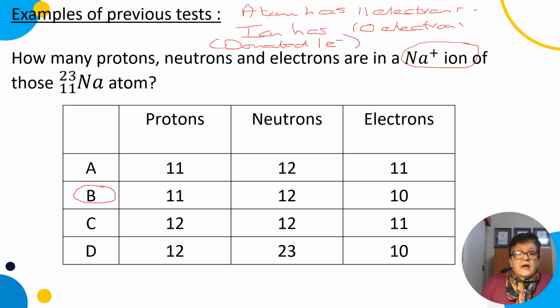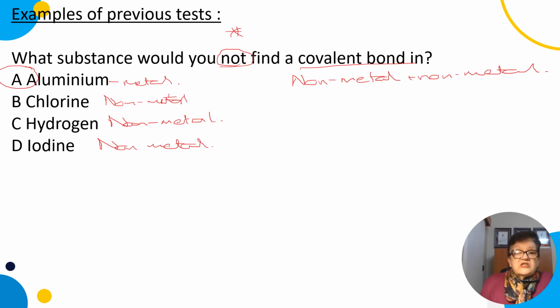Okay. Next question: which substance would you not find in a covalent bond? A covalent bond is where a non-metal bonds with a non-metal. Chlorine, hydrogen, and iodine are all three non-metals, so it can only be A, where you will not find a covalent bond.